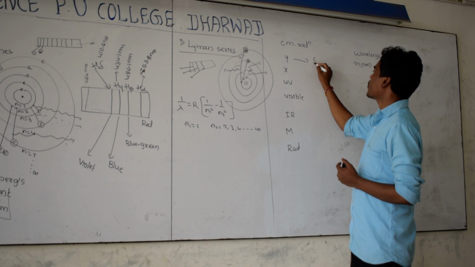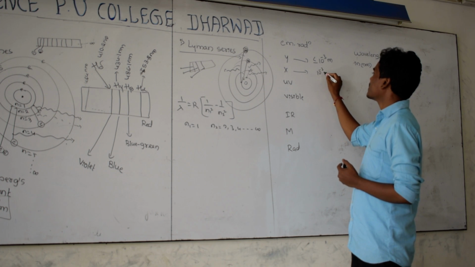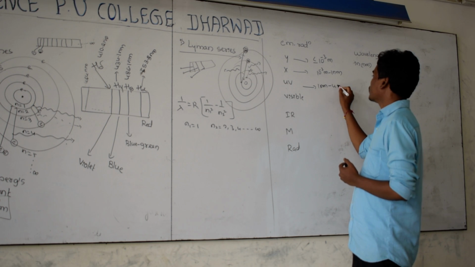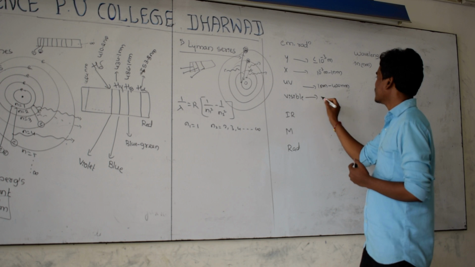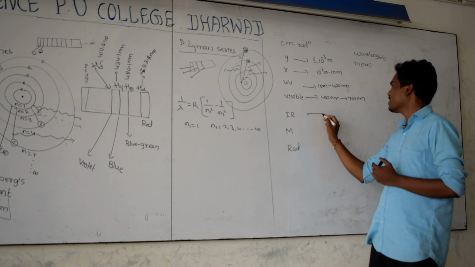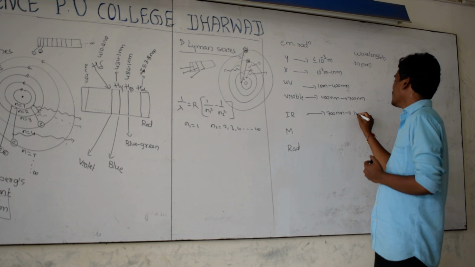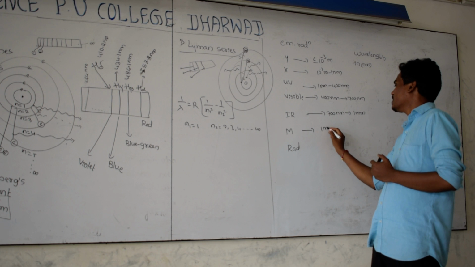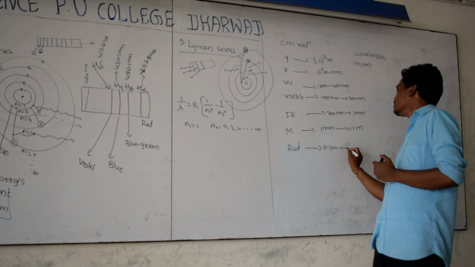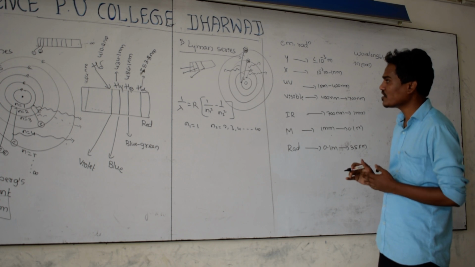Its wavelength is approximately 10 to the power of minus 3 meter, and its wavelength is 10 to the power minus 3 meter to 1 nanometer, then 1 nanometer to 400 nanometer, then 400 nanometer to 700 nanometer, then 700 nanometer to 1 millimeter, then 1 millimeter to 0.1 meter, and then 0.1 meter to 35 kilometer. This is the wavelength range of all the electromagnetic radiation.